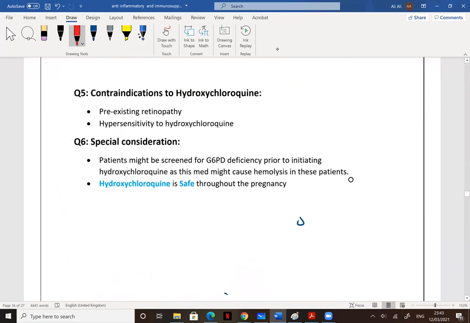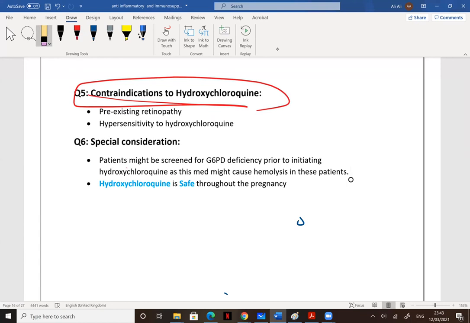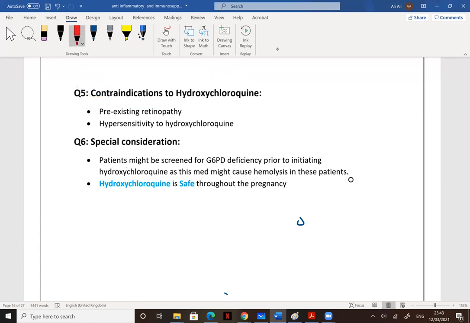One thing to keep in mind is what the contraindications to using hydroxychloroquine are. The most important one that you need to keep in mind is pre-existing retinopathy. If the patient has retinopathy, whatever the type, you may consider this a contraindication to using hydroxychloroquine. Another contraindication is severe allergy to hydroxychloroquine.